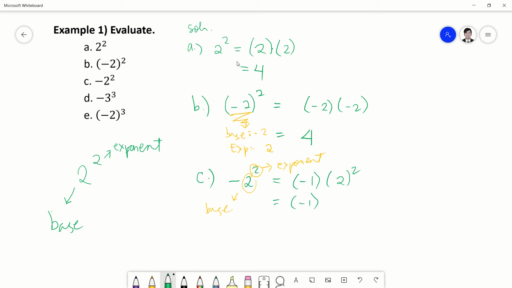So let's try to expand 2 squared. That's 2 times 2. 2 times 2 is 4. And then negative 1 times 4, different signs, always negative. So negative 4.